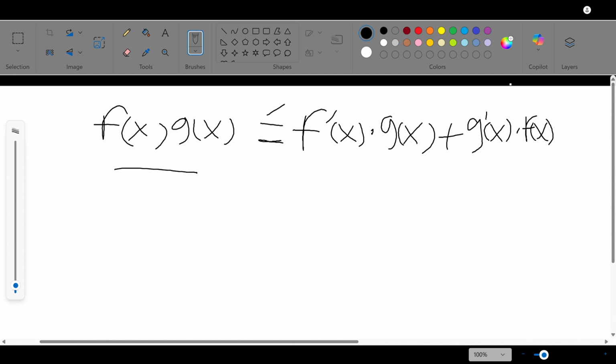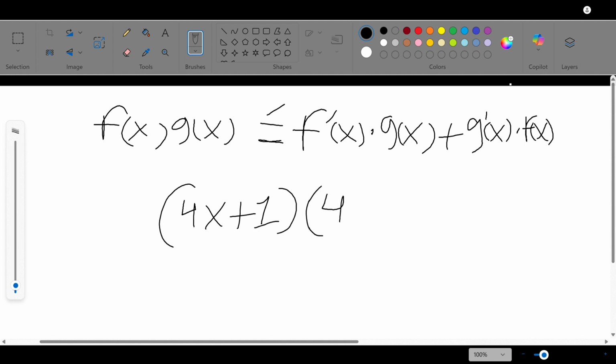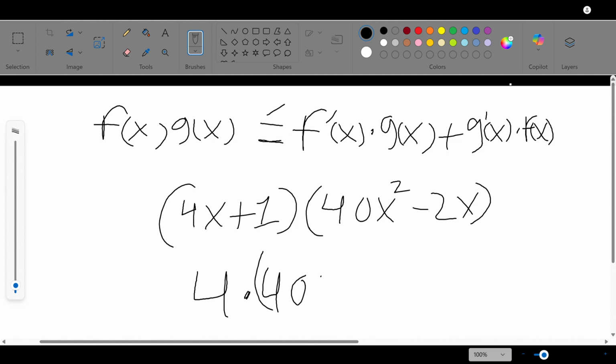It's only when you're multiplying two functions right next to each other. For example, 4x plus 1 times 40x squared minus 2x. Now here we just find the derivative of this function times this function, then the derivative of this function times this function. So it would look something like this. It would look like 4 times 40x squared minus 2x.